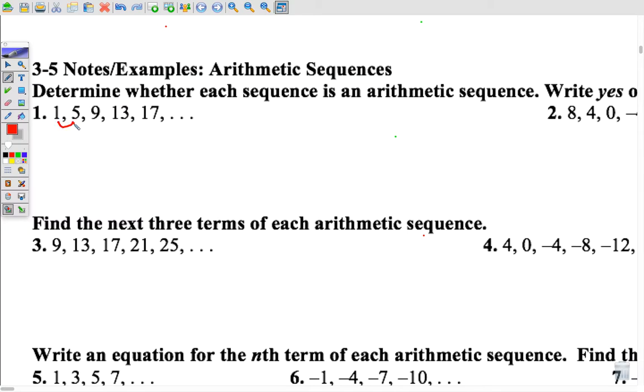So from 1 to 5, you go up by 4. 5 to 9, we're going up by 4. 9 to 13, we're going up by 4. And 13 to 17, we're going up by 4. So since you have a constant rate of change, you do have your arithmetic sequence. Where it says explain, we're going to put here we have a constant rate of change of 4.